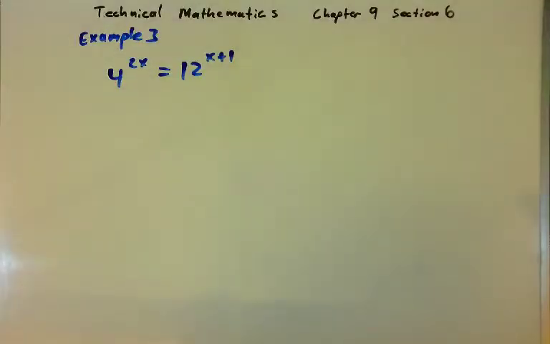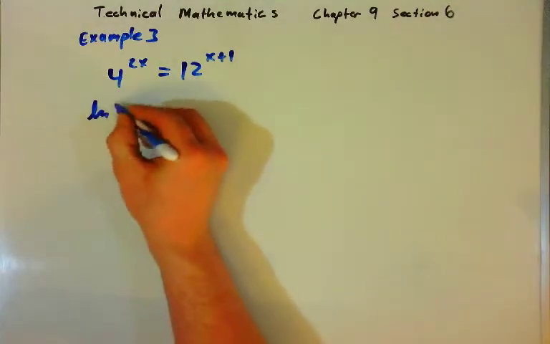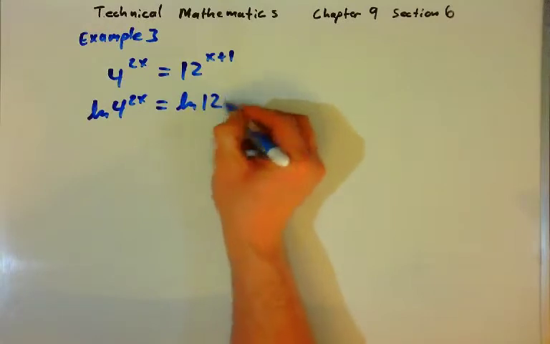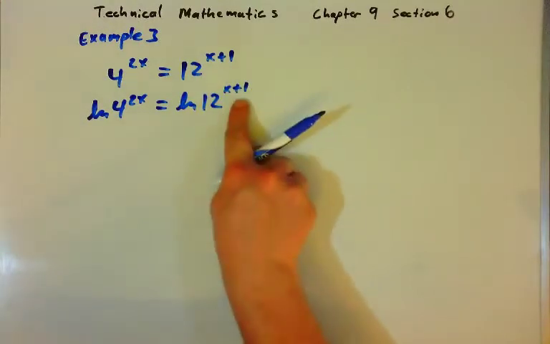This is example 3. It says 4 to the 2x power is equal to 12 to the x plus 1 power, and solve for x. And so we will take the log of both sides, and again, it doesn't matter if you use common logarithm or natural logarithm, makes no difference. I'll use natural logarithm. Natural log of 4 to the 2x power is equal to the natural log of 12 to the x plus 1 power.